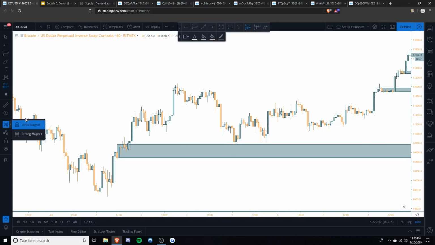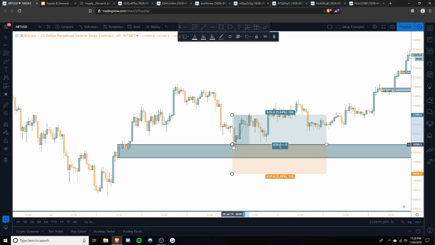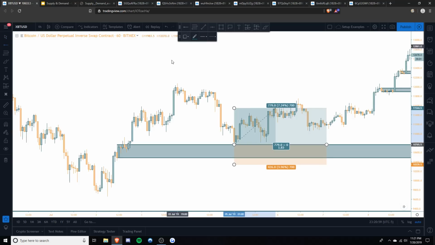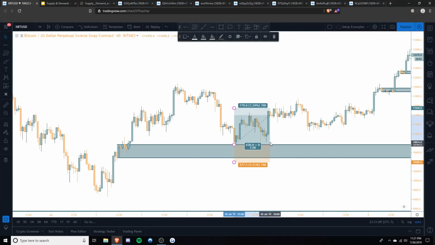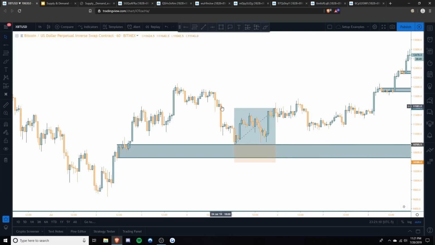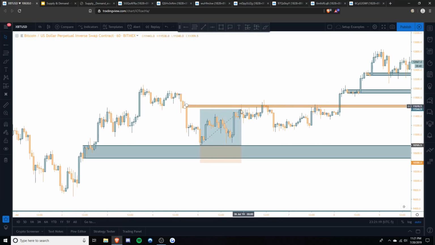Let's see. So this didn't offer the highest R trade, but you could have taken some profit here at this tiny supply zone, or you could have aimed for these highs. I probably would have just aimed for this supply zone. Got a 2.2 R trade, not bad.